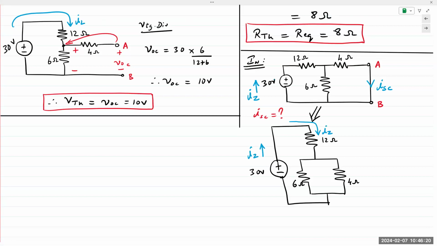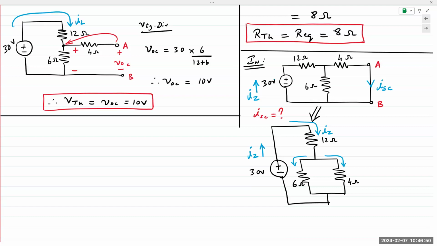IZ is coming down, and then it splits. Some of it goes down here, some of it goes down here. Think over the two circuits, right? We have a short circuit between A and B to analyze ISC. That is the setup that is required for Norton circuit analysis, okay?